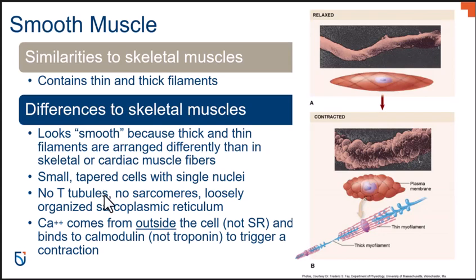It's very loosely organized. And remember that this is the muscle's version of an endoplasmic reticulum. As you will learn soon, in skeletal muscle, calcium is going to be stored in the sarcoplasmic reticulum, and then it's going to be released from there to bind to a protein called troponin. And this will cause a contraction.